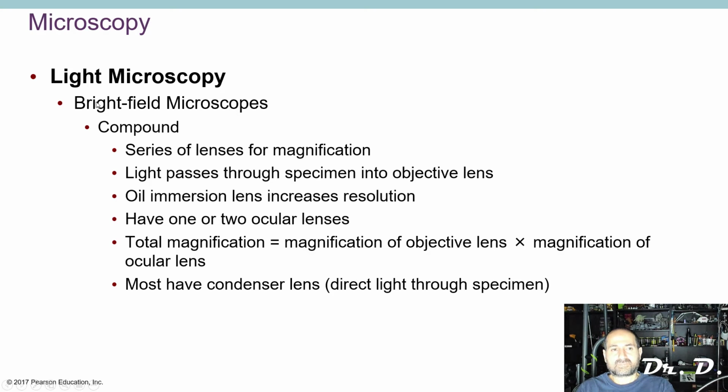So again, with bright field, this is a setting on our microscopes. This is done with compound light microscopes. You have a series of lenses for magnification. Remember, you have objective lenses and the ocular lens. Light passes through the specimen, then through the objective, and oil immersion has the highest magnification. This is really the most simple type of compound light microscope, the bright field microscope. You know why? Light travels through the specimen, through the objective lens, the ocular lens, and then you directly see light through the specimen.